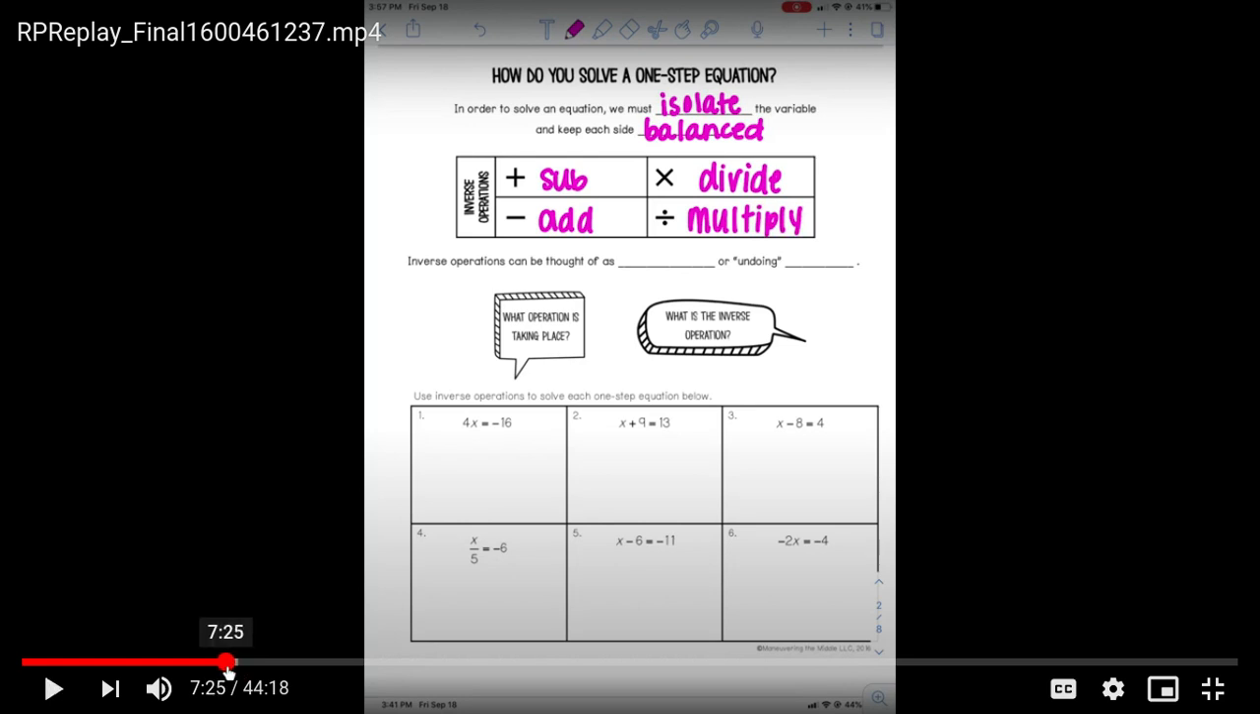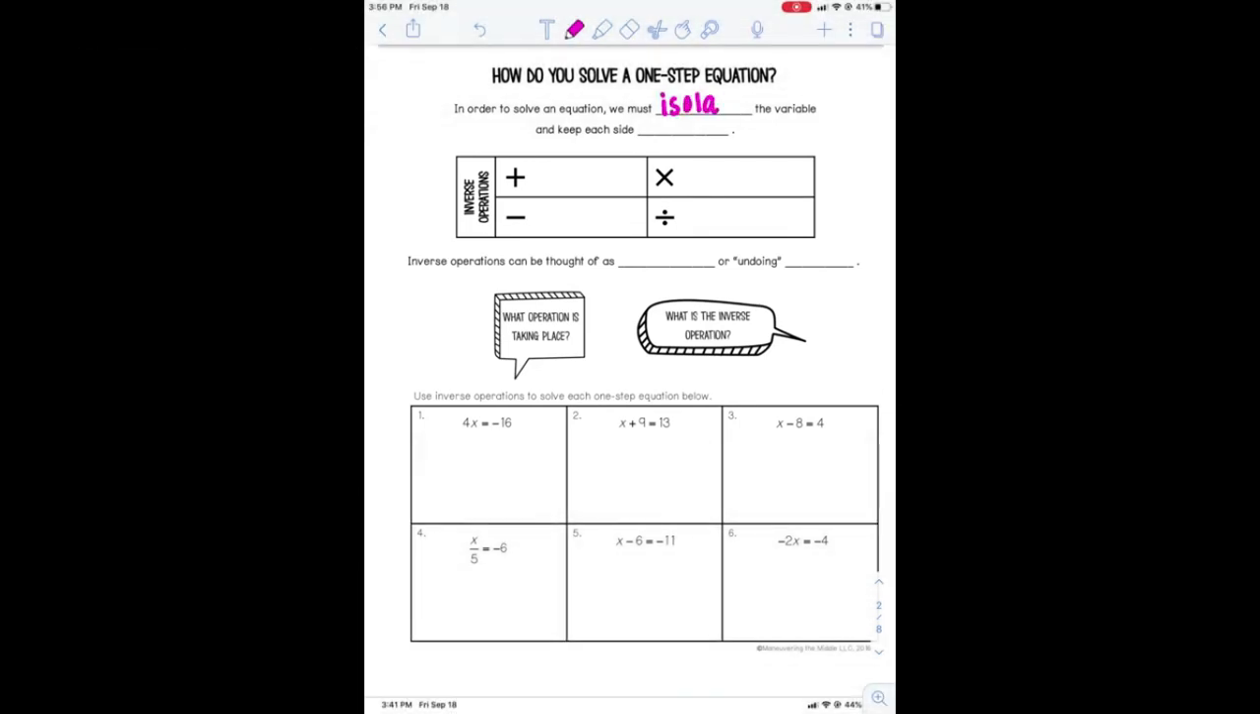Okay, so now we're going to talk about how to solve a one-step equation. So in order to solve an equation, you have to isolate the variable and keep each side balanced. Basically, what that means is you're trying to get x by itself, and what you do to one side, you have to do to the other. And we're going to use a lot of inverse operations. So we can think of those as the opposite.